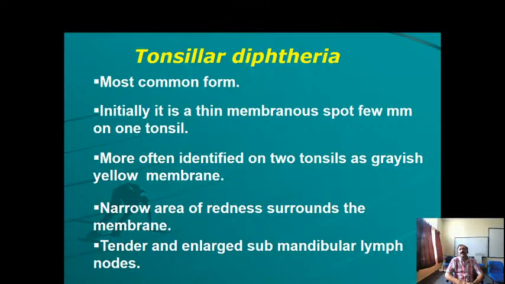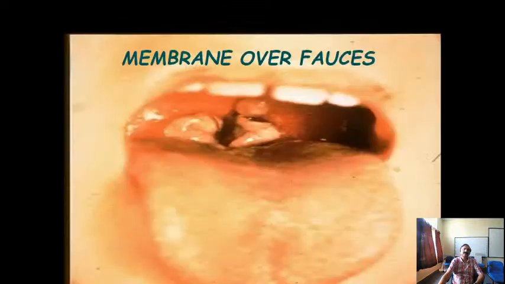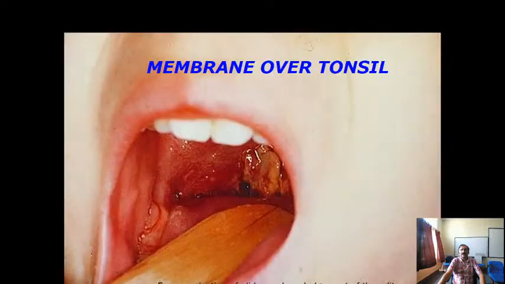Fauces generally is normal, but of course when it spreads, it will spread to the fauces. And you can see the membrane which is there in the slide, the membrane over the fauces. Here you can clearly see the membrane over the tonsils.